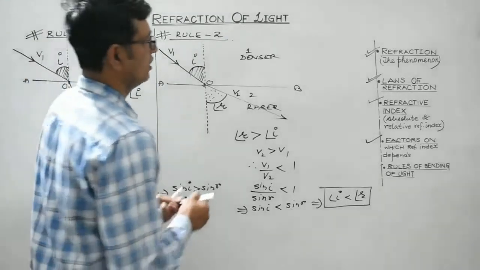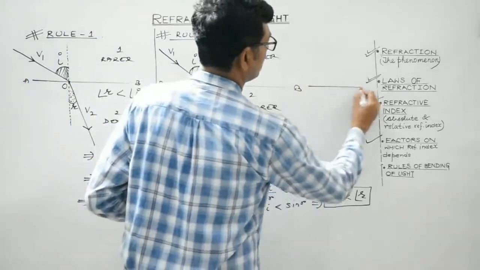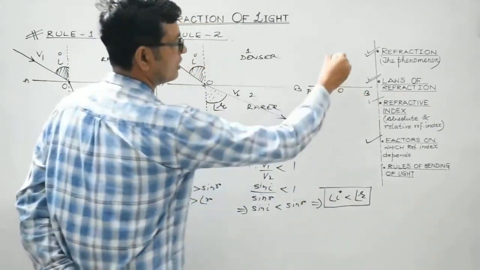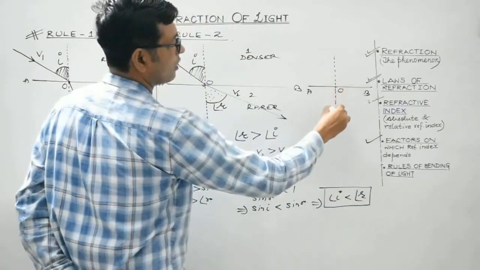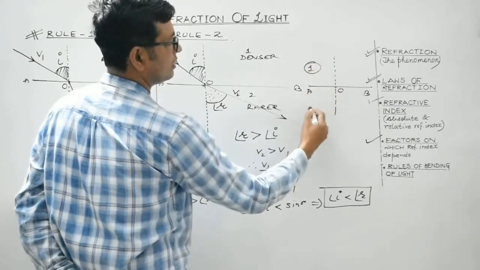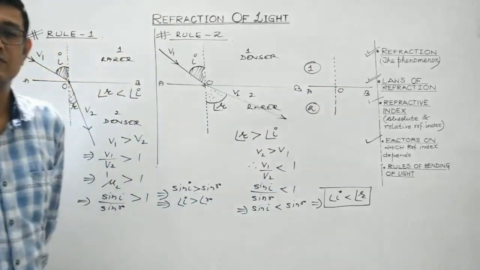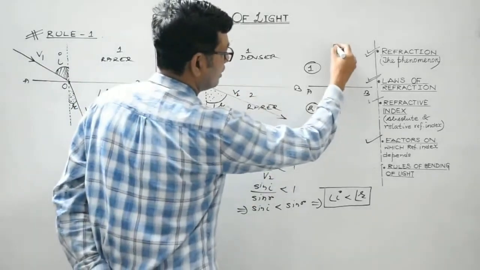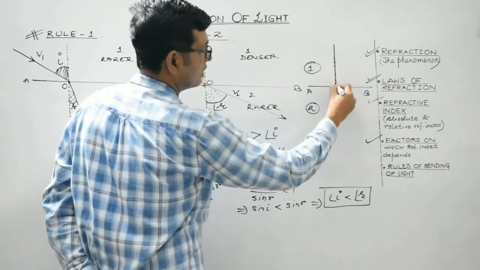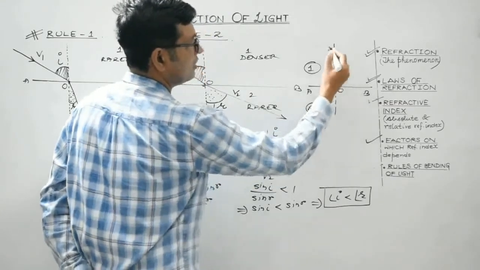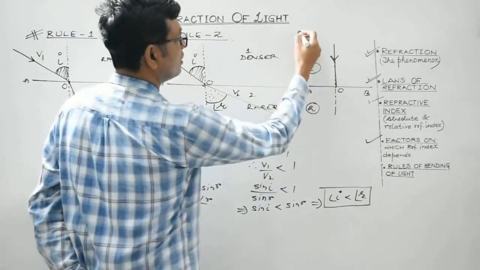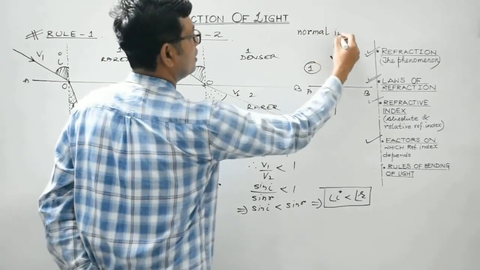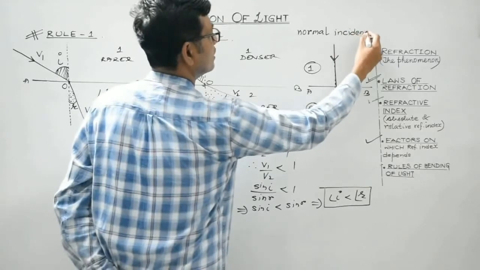There is a third one as well. It's not a rule, but do remember it. This is suppose the interface and this is the point. And there is a normal over here. This is suppose medium 1 and this is suppose medium 2. It is an oblique direction. Now what happens when the ray of light is incident normally? This is the incident ray. So this is known as normal incidence. It is known as normal. Normal means 90 degree for normal incidence.